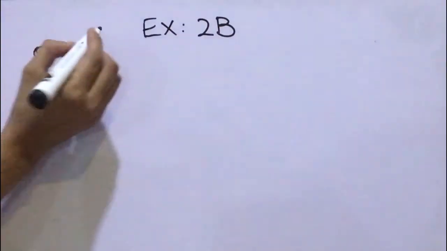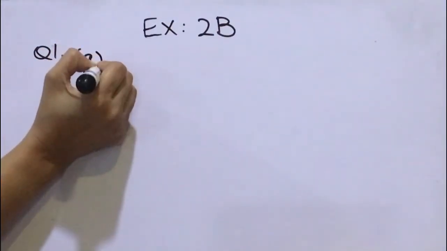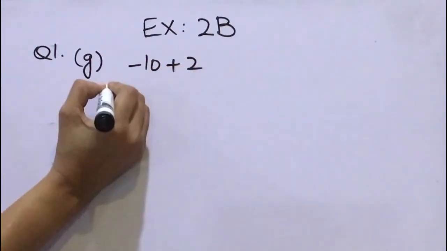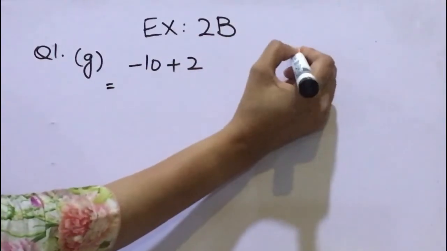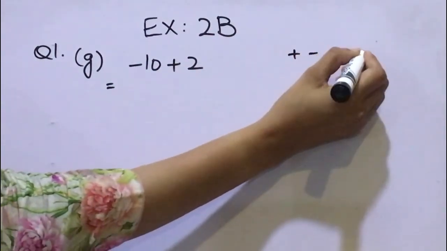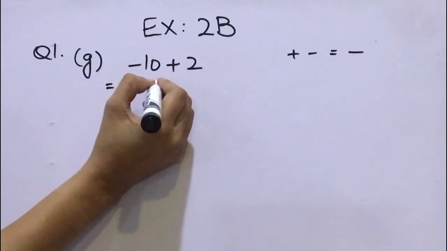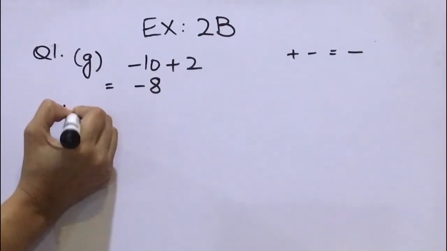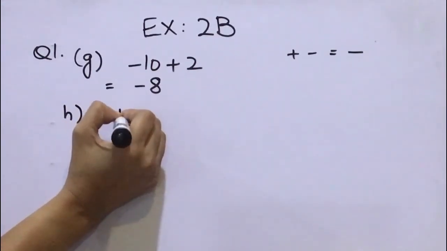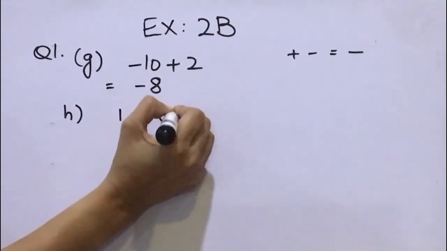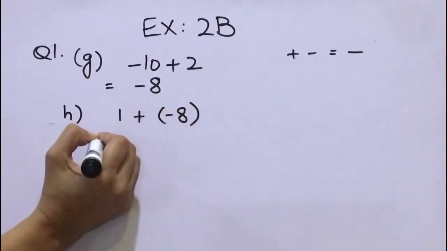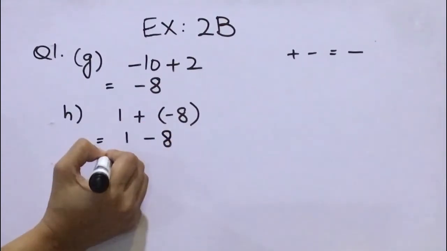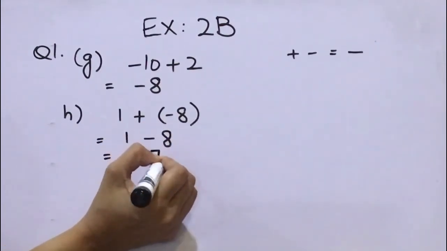Question number 1, part G. Minus 10 plus 2. Minus plus will behave like minus. So 10 minus 2, 8, and the sign minus. Part H. 1 plus minus 8. And the answer would be 1 minus 8, which is equal to minus 7.